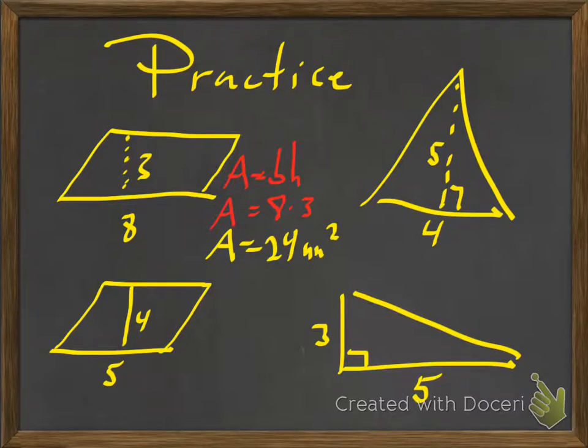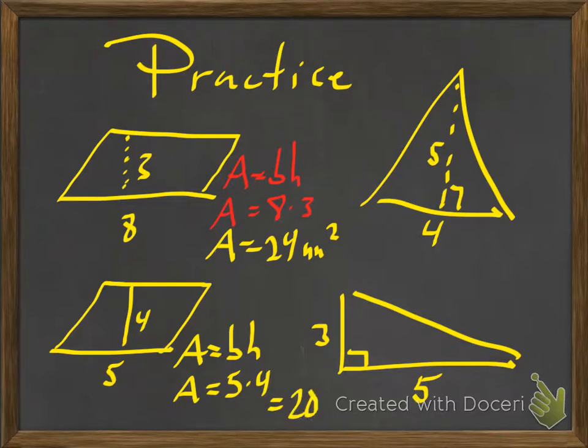Okay, Daisy, what do I do for the second one? Area is base times height, right? So we're going to do b times h, so area is equal to? 4 times 5. Well, we'll say 5 times 4. It doesn't really matter, but base times height. And that's equal to? 20. 20 units squared.